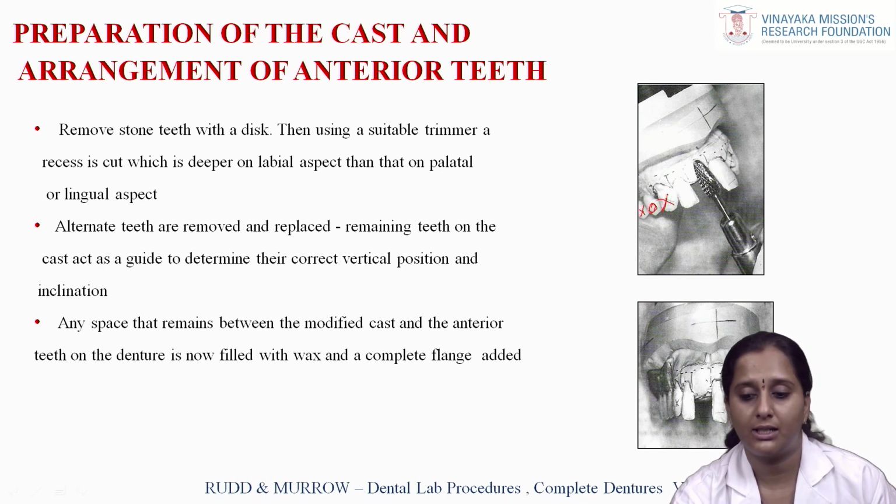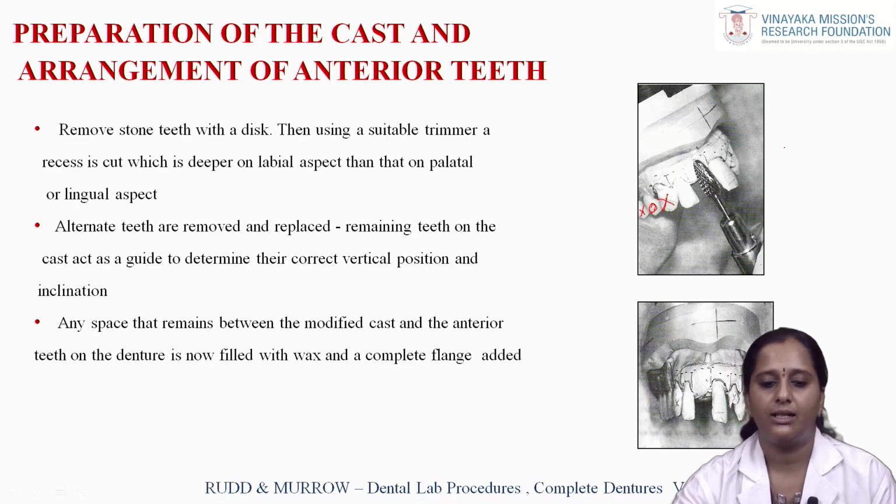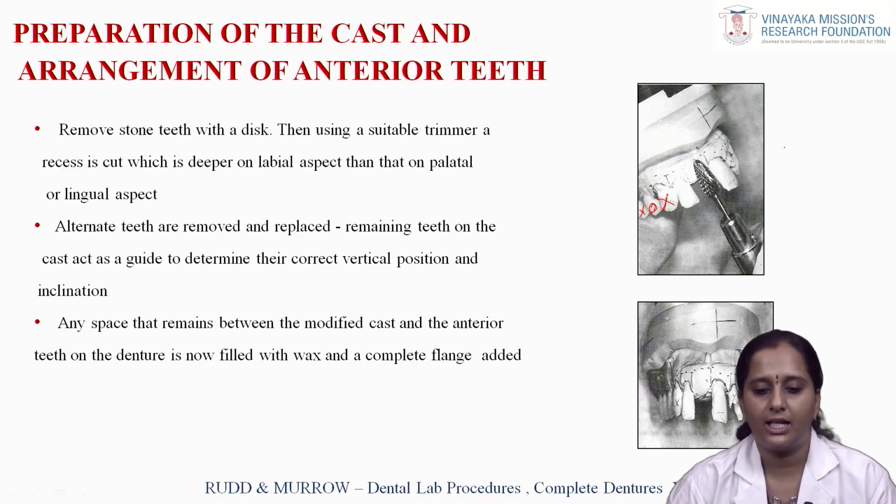A tooth has to be marked with an X, and alternate teeth are marked with an X, and in between these two X teeth we can mark an O. This will be helpful while we are trimming, and it will act as a guide to determine their correct vertical position and inclination. Any space that remains between the modified cast and the anterior teeth on the denture is now filled with wax, and a complete flange is added.